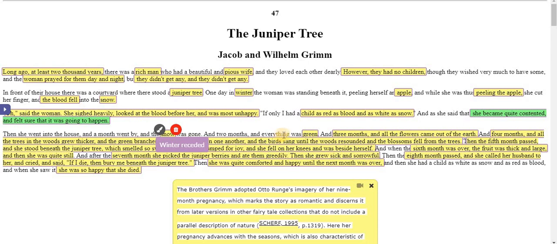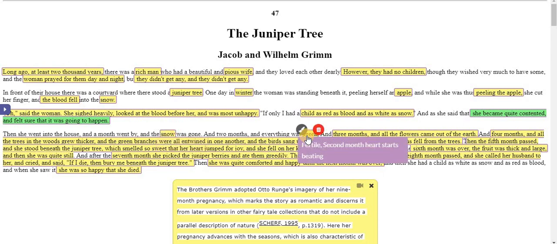After 2 months, everything was green. Again, green or greenery indicates fertility. And everything was green. So she became fertile. So it is during the 2nd month of pregnancy that the heart of the baby starts beating. So it is only during the 2nd month that we become aware that a woman is pregnant. So a woman becomes aware that she is pregnant during the 2nd month of her pregnancy.